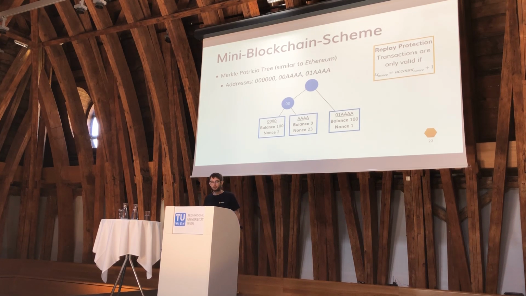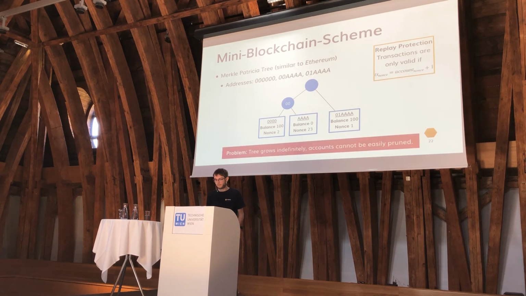But that also brings a huge problem in these kinds of account trees, because even if the balance, like in the second account here, goes back to 0, you cannot delete the node from your tree. If you deleted this node, you would lose the information about the nonce, and if you reused the account and sent some new money onto it, all of the previous transactions would be replayable. So the problem with these kinds of trees is that they grow indefinitely and you cannot easily prune the accounts. That's also a problem that Ethereum has right now.